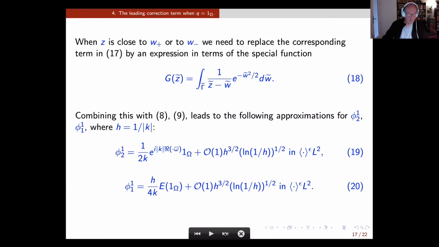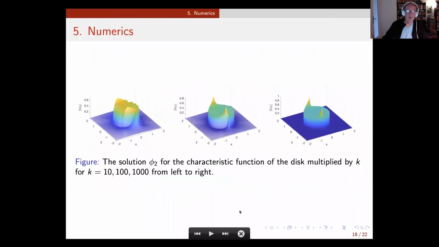I will end by showing some numerical calculations. This first picture here is the solution phi2 to our system, multiplied by k. If you look at the leading asymptotics in terms of sup norms, it's not so clear. But if you look in L2 norms, then really the bulk sits at the same level, times 1 over k.